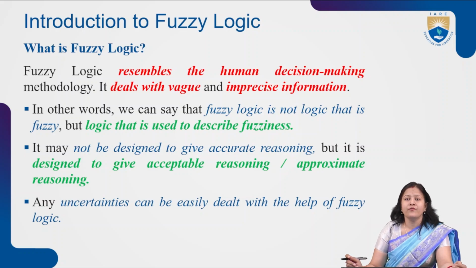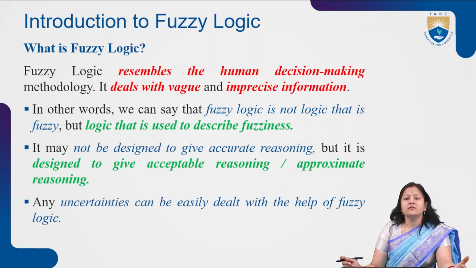It deals with vague and imprecise information. Imprecise, as I discussed, means the knowledge of the data is not perfect or not exact, and it is very difficult to take the appropriate decision. That is why fuzzy logic is used.